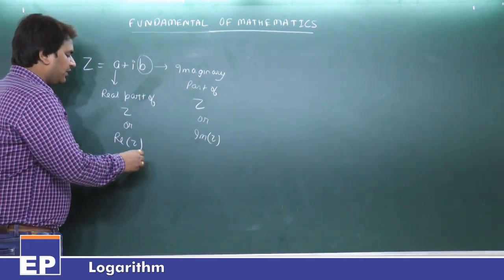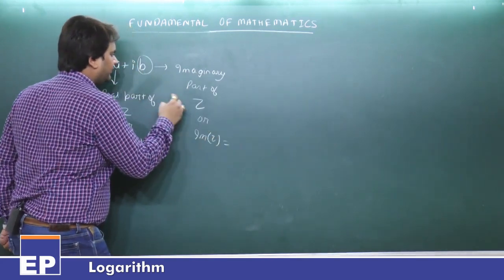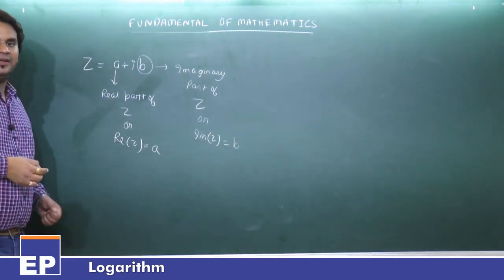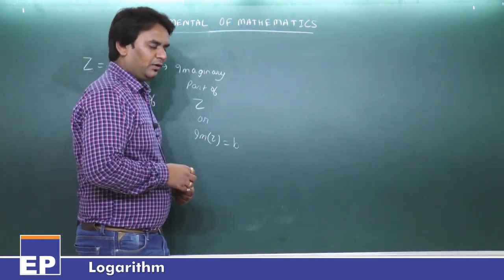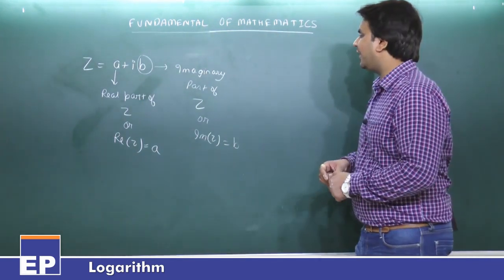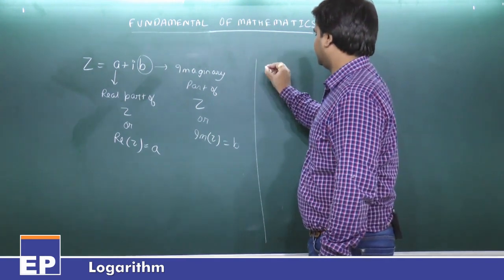So what is the real part of z? Real part of z is a. And what is the imaginary part of z? Imaginary part of z is b. So this is the complex number z, that is a plus iota b, where a is always the real part and b is always the imaginary part. In this I am taking two cases. What are the two cases? Let's see.